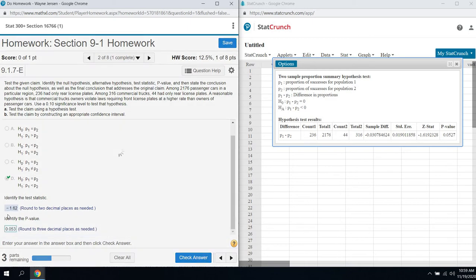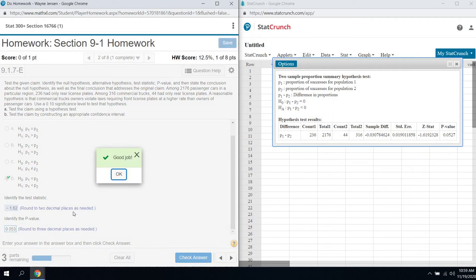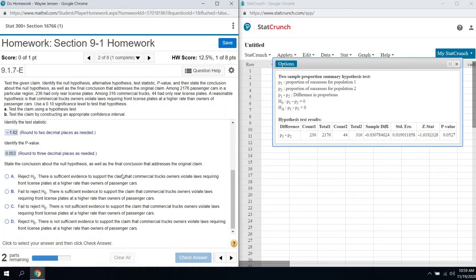And we're waiting. We're good. Perfect. So we'll model this again. State the conclusion about the null hypothesis.